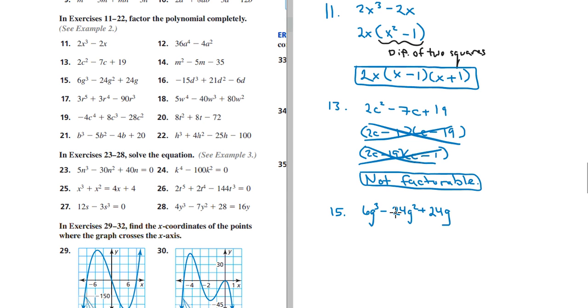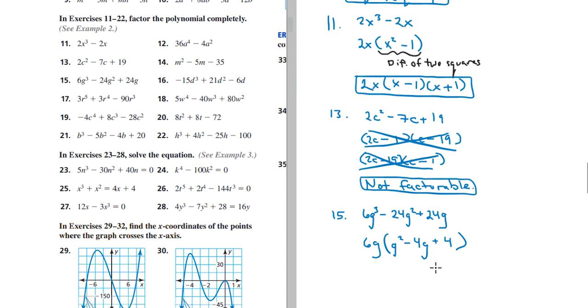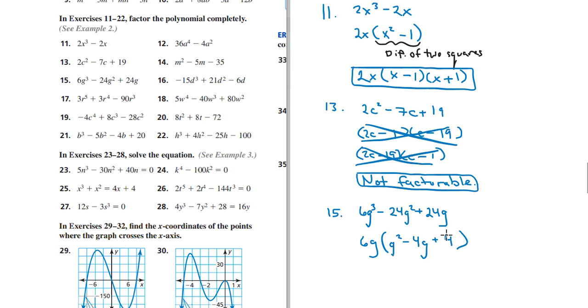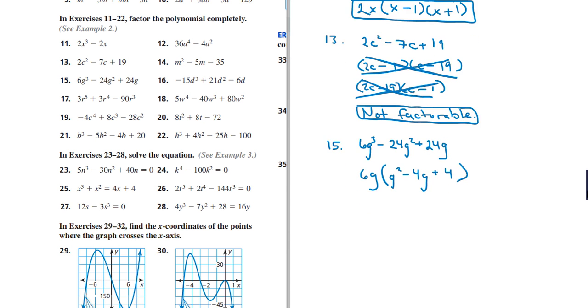So what goes into 6 and 24? Well, 6 goes into those values. 24 is divisible by 6 because you get a whole number. When you divide 24 by 6, you get 4. All of these terms have at least one g in them, so 6g is the greatest common factor. What remains when you factor out 6g? You get g squared minus 4g plus 4. Again, you can double check that by redistributing the 6g and you get back to the original trinomial.